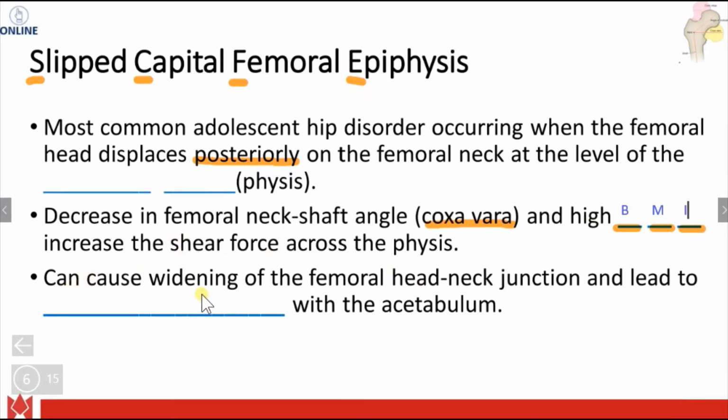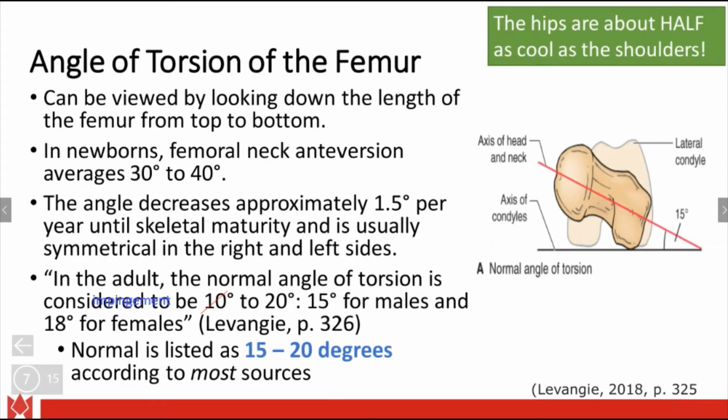This can cause a widening of the femoral head-neck junction and lead to other issues within the acetabulum. What do you think it leads to within the acetabulum? High BMI, increased mass. So this can lead to impingement of the structures, and in particular we're dealing with the hip, so we're going to refer to this as femoroacetabular impingement, or FAI. Alright, so that was the first one.